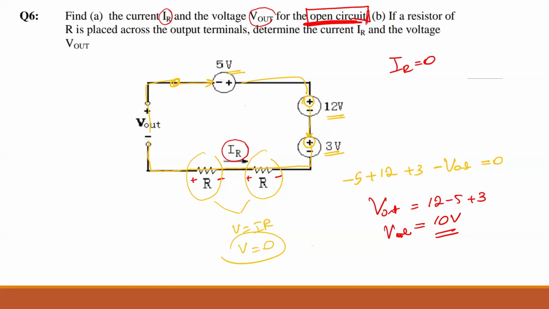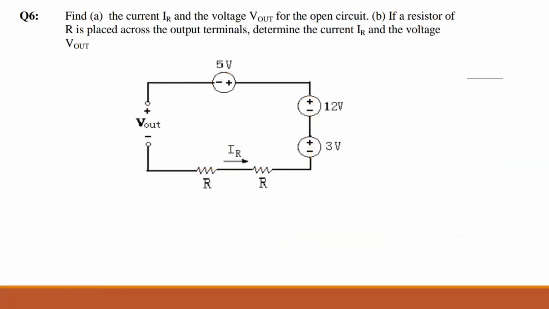Okay, now we are done with that. Now part B. They are saying, if the resistor R is replaced across the output terminal, determine the current IR. Replaced with what? Okay, so here now we have to have R. That's what they're saying. Another R, yes. So then again we have the current going in this way. So this is positive and this is negative.